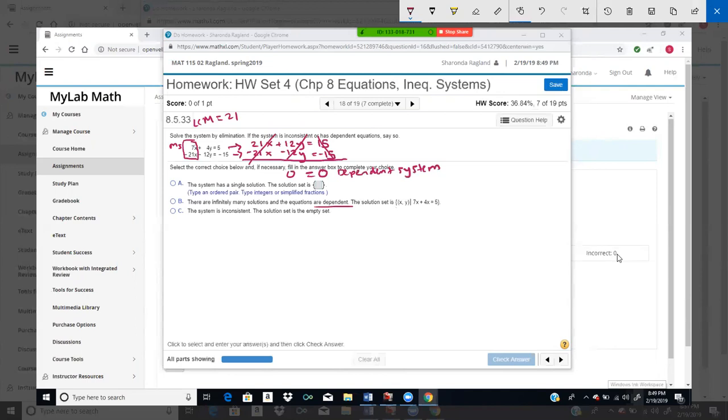So the solution set is (x, y) such that 7x plus 4y is equal to 5. I just wrote the first equation because they're the same. So it's B. This is your dependent. Now, if this whole side had canceled out, so if you had 0 on this side and the other side gave you like 7, then this is not true. So that would mean that you have an inconsistent system.